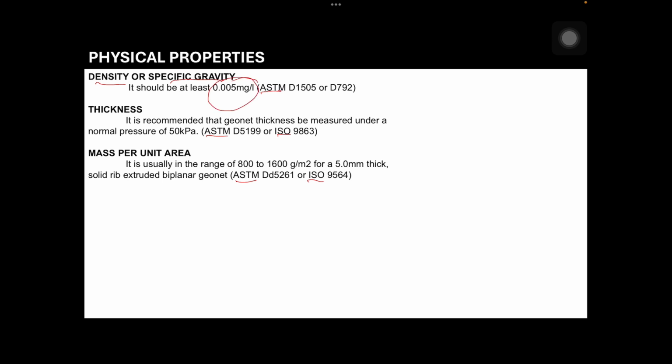0.005 milligram per liter. And then the thickness: it should be able to withstand 50 kilopascals. And then mass per unit area, this is for a 5 mm thick geonet.